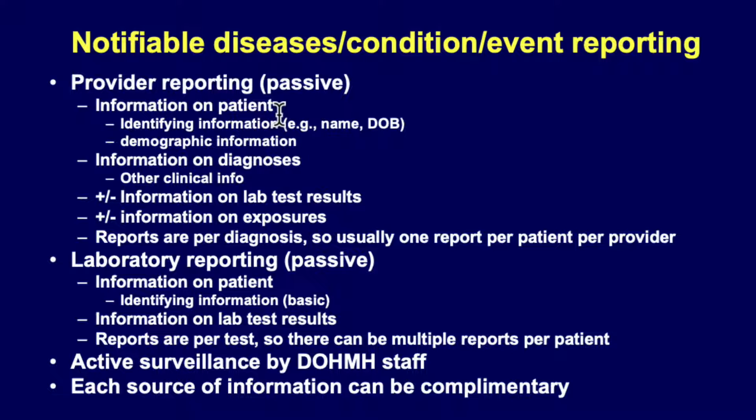They can do outreach to specific providers and labs when this happens. This could involve a review of records to see if information is even available to be reported, and if it is, they can gather it as part of outreach activities. Of course, this is more resource intensive than just doing traditional passive reporting. And another strategy is to supplement passive reporting with a degree of active surveillance by health department staff. Each source of information can really be complementary.